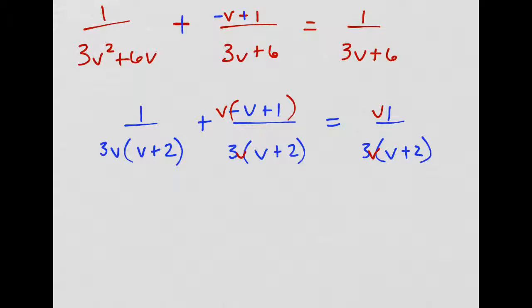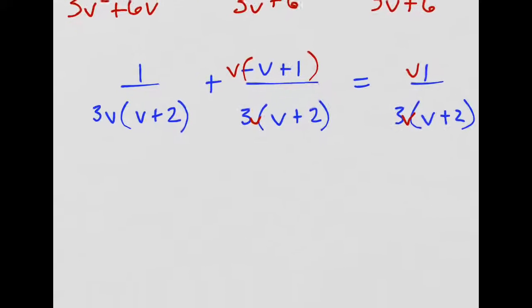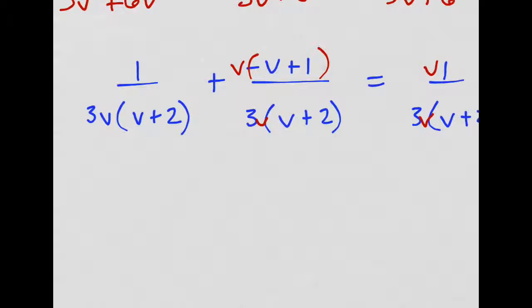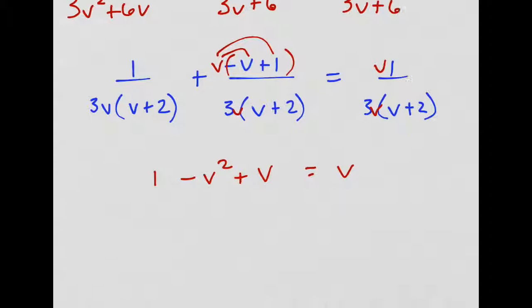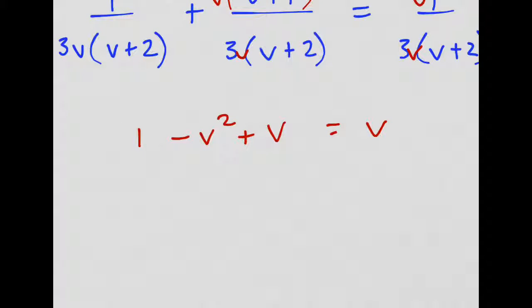We okay? And then I get, well, the denominators go away. And in the top I just have 1 plus negative v squared. Oh, that's minus then. Plus v equals v. And then subtract v minus v. So that now, hopefully, it should be easy.